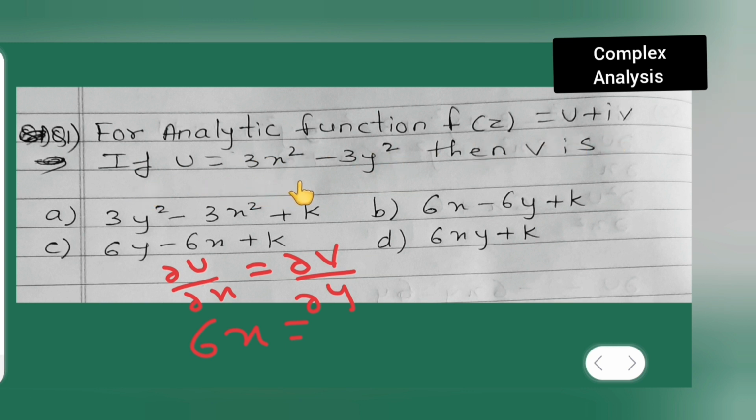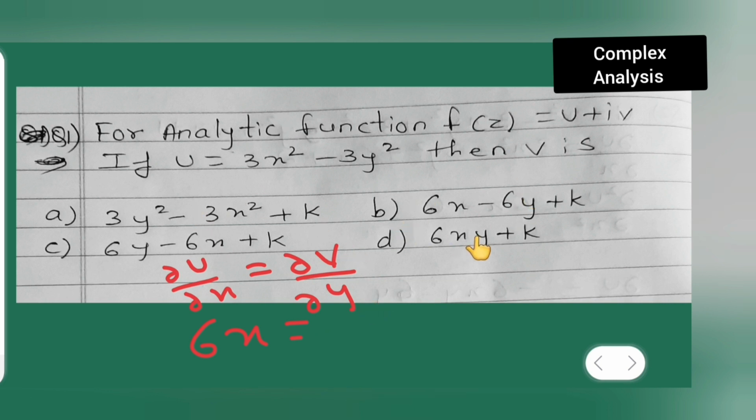If u is equal to 3x square minus 3y square, then we have to find the value of v, right? So u is what is given. Now differentiate this with respect to x and see what you are going to get. 3 2s are 6x, so I am going to get 6x, right? Now differentiate v with respect to y, and you should get 6x again.